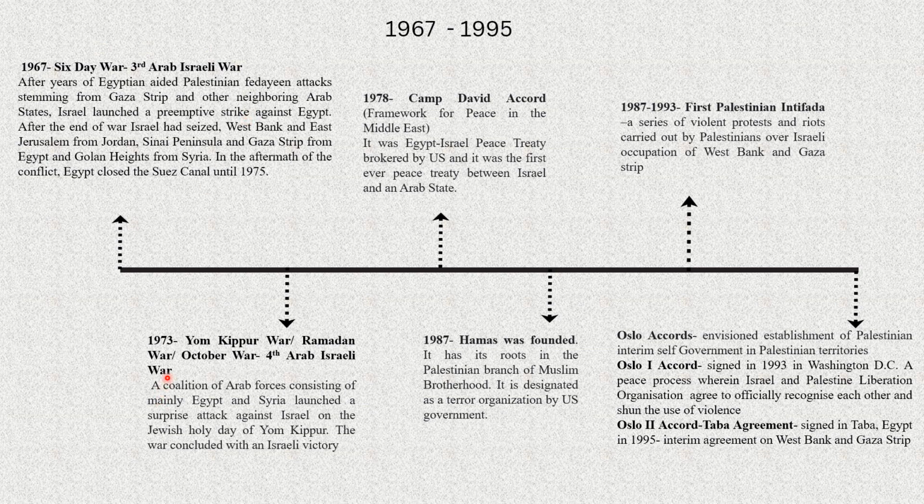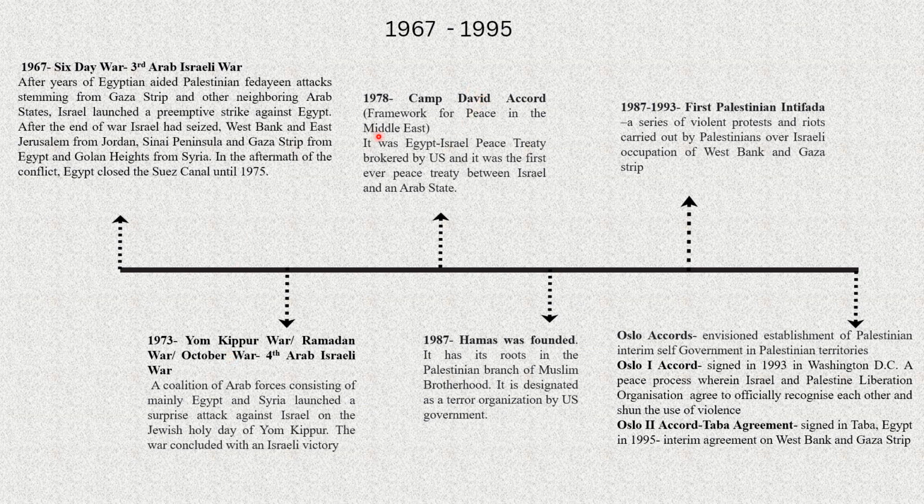Next in the series is the 1973 Yom Kippur War, or the Ramadan War, or the October War. This was also known as the Fourth Arab-Israeli War. This war took place on a very pious day for Jewish people, that is Yom Kippur Day, or the Day of Atonement. What happened was a coalition of Arab forces consisting mainly of Egypt and Syria launched a surprise attack against Israel. However, this war concluded with an Israeli victory.